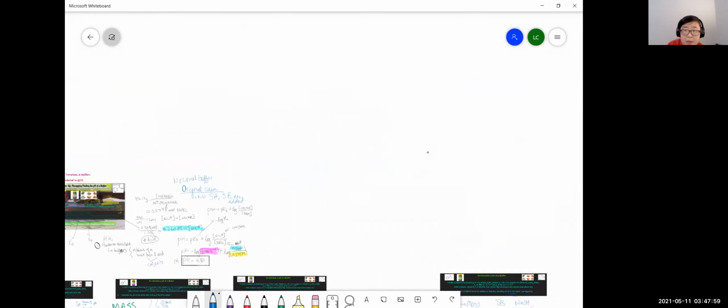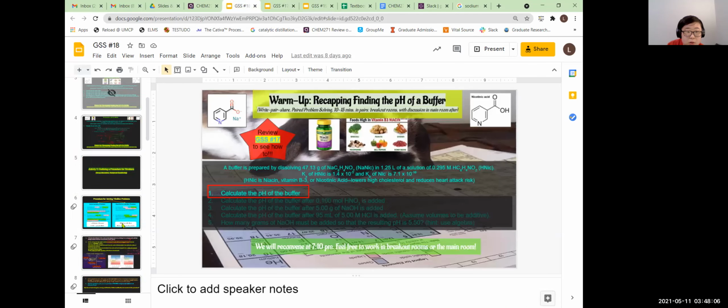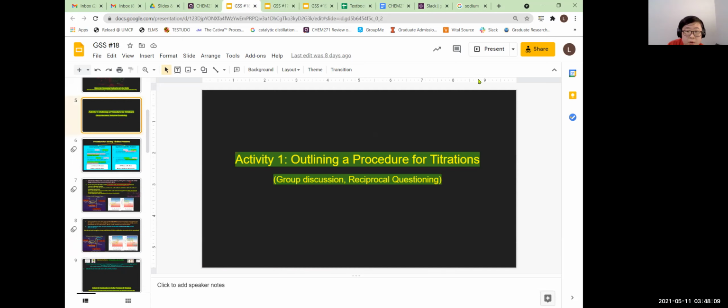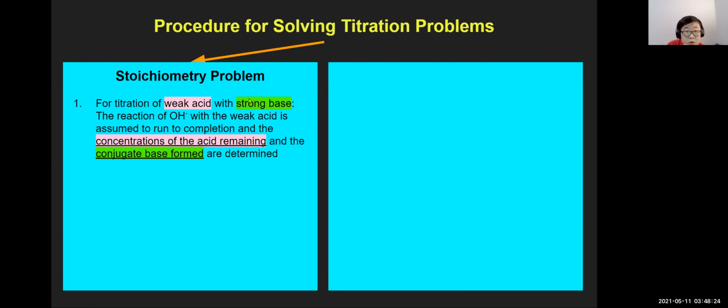And we're gonna go back to titrations. So I'm gonna go back to the slides. These slides, sorry. Okay, so for titrations, just to run through once again, you have a procedure for solving these problems. Like earlier, I said there was stoichiometry problems and equilibrium. The stoichiometry is mainly for when you have strong bases and strong acids. So for titration of weak acid with strong base, the reaction of OH minus with a weak acid is assumed to run to completion and the concentration of the acids remaining and the conjugate base forms are determined.